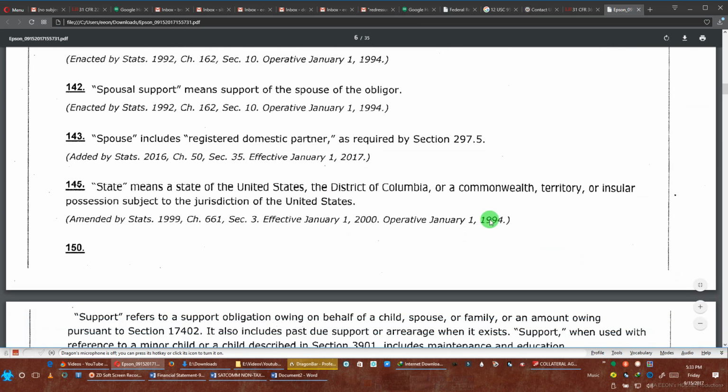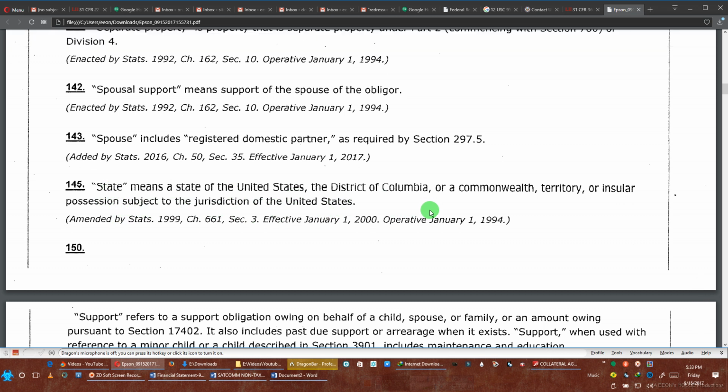State means, look, hold on. Statutory interpretation says this is a lie. State cannot mean a state of the United States. State cannot mean a District of Columbia because the District of Columbia is not a state. State cannot mean a commonwealth because a commonwealth is not a state. State cannot mean a territory because a territory is not a state. State cannot mean an insular possession subject to the jurisdiction of the United States. So none of this means the United States. This is statutory interpretation. Okay? That's what you have to go by.